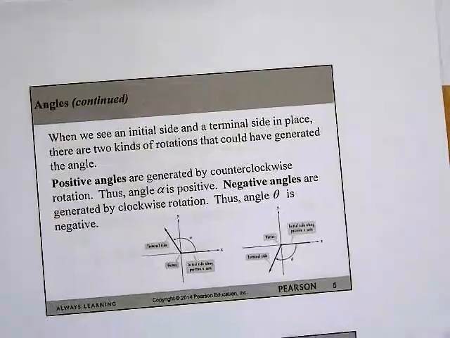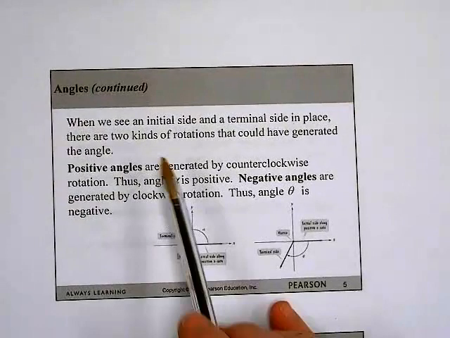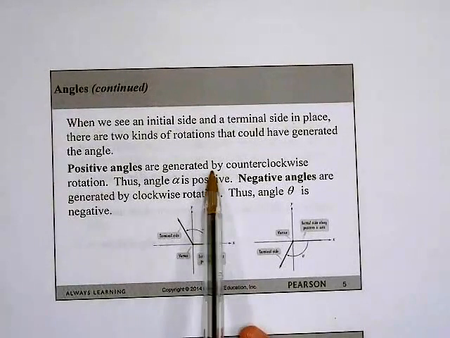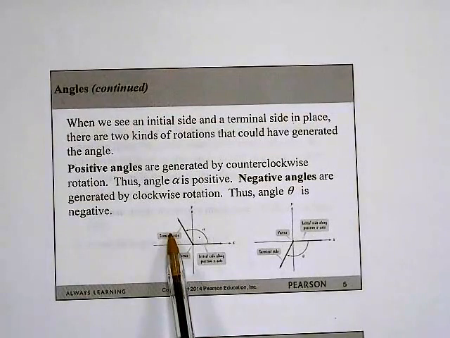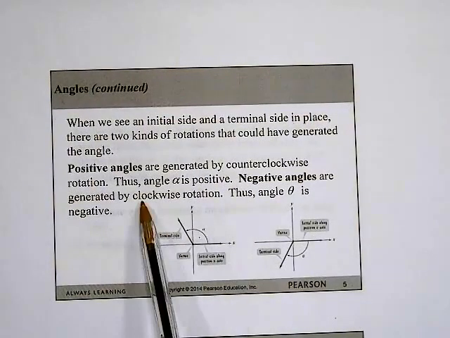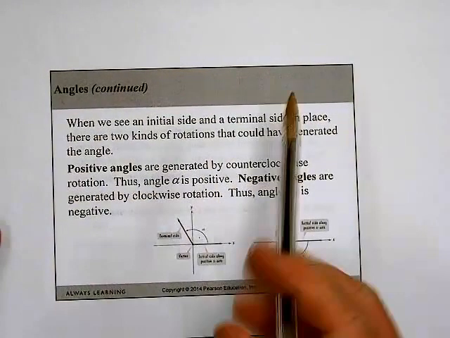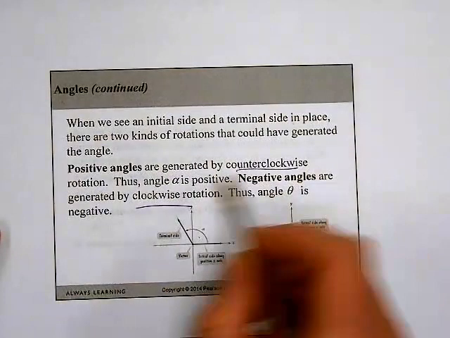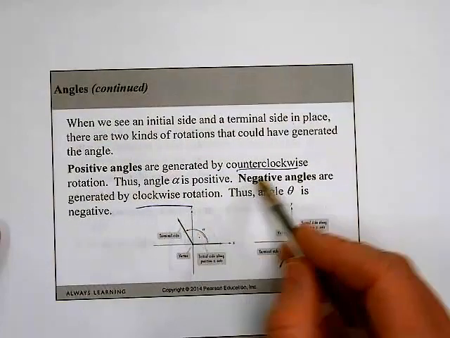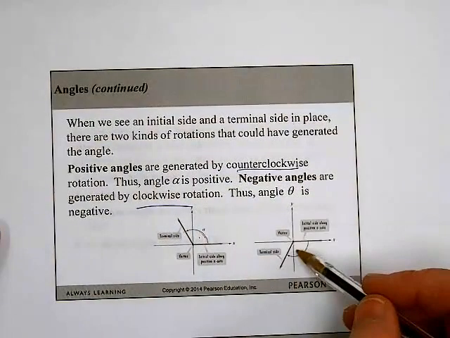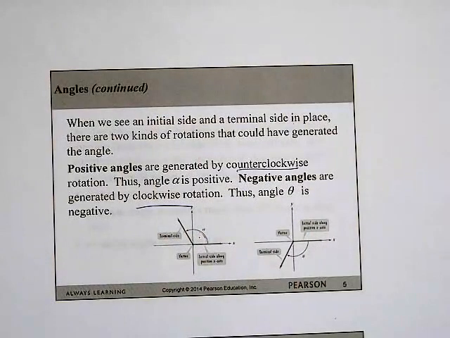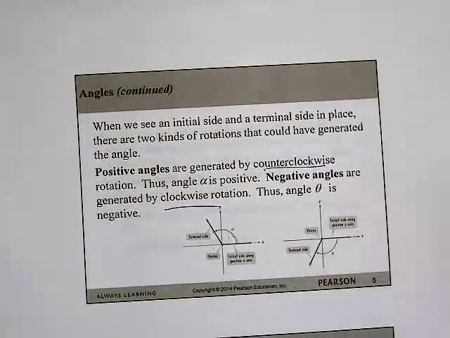When we see an initial side and a terminal side in place, there are two kinds of rotations. Positive angles are generated by a counterclockwise rotation, and negative angles are generated by a clockwise rotation. So be sure you get those positive or counterclockwise, negative or clockwise. I may have said that backwards just a minute ago, but this is clarifying it right here.